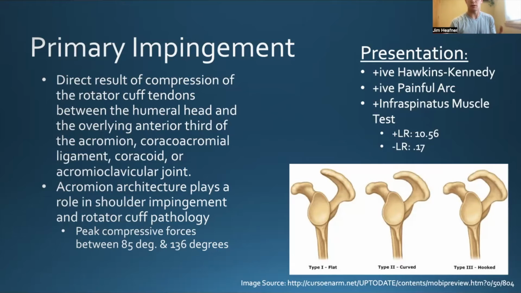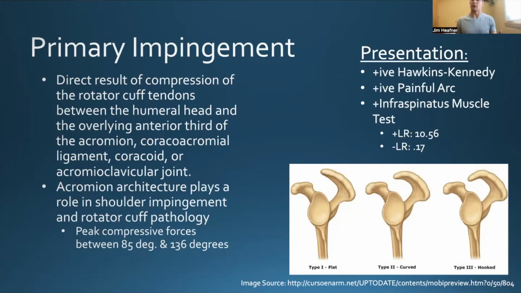There's going to be peak compressive forces between 85 and 136 degrees. And that's why the painful arc test is one of the 3 diagnostic criteria for primary impingement. The 3 tests that we're looking at for primary impingement are going to be a positive Hawkins-Kennedy, where you take the arm into some flexion and internal rotation, and then give overpressure there. And if that causes pain in the shoulder, that's a positive test for primary impingement. That test doesn't have very good diagnostic accuracy.